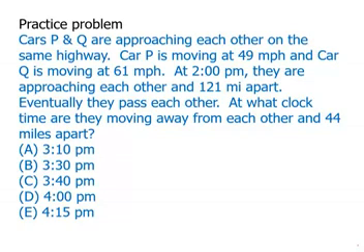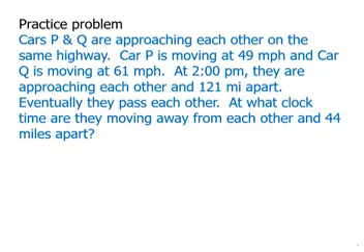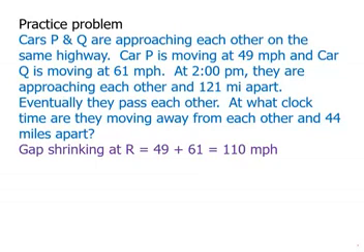So this looks like a really, really hard problem. But notice that the whole thing is in the same case of cars moving in opposite directions. And this is why it's mathematically advantageous to talk about those two cases together, whether they're moving toward each other or away from each other. They're moving in opposite directions. So the gap is shrinking at the sum of their velocities. 49 plus 61 is 110 miles an hour. So that's the speed at which the gap is shrinking.